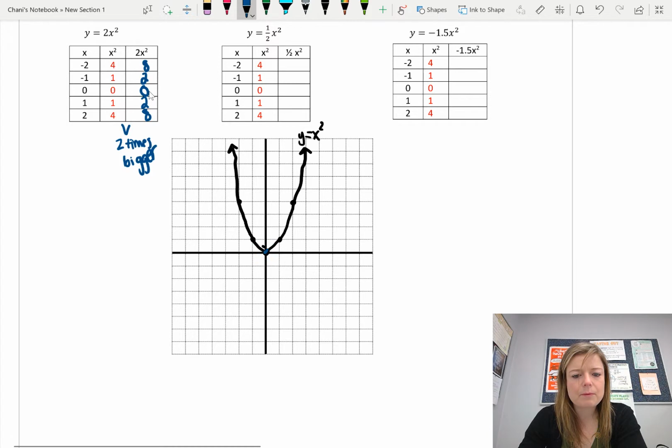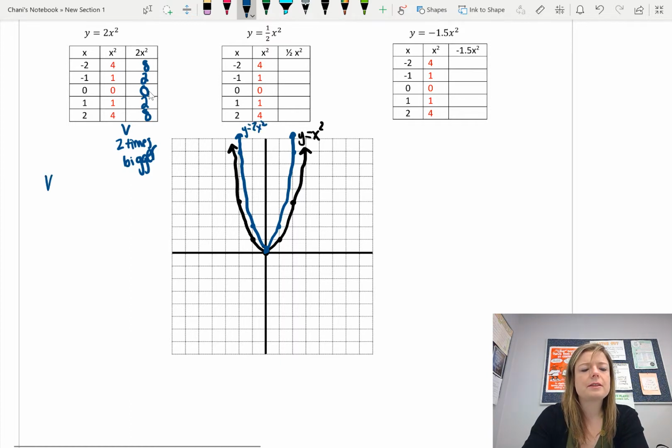So that's how we get that narrower look, because instead of 1, 1, we get 1, 2. And instead of 2, 4, we get 2, 8, and -2, 8. So it results in a vertical stretch by a factor of 2. I do encourage you to use different colors on this note. So that is y equals 2x squared. So we say that this is a vertical stretch by a factor of 2.